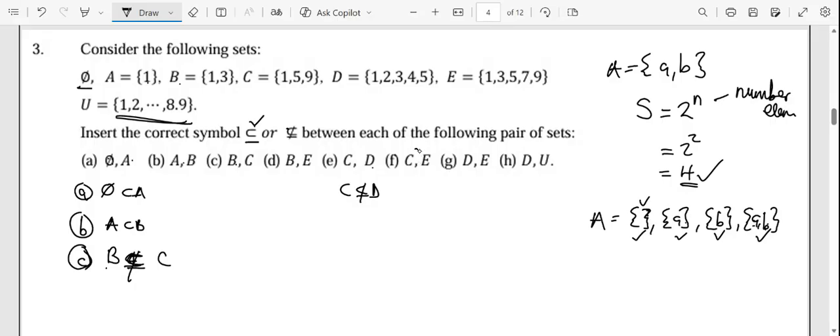Okay, what about this one? This is correct. I is a subset, right? Every set is a subset of universal. Is that okay? Just like this one. Also, this is correct. Also, this should be a subset. Is that okay? This U is also the same as universal.